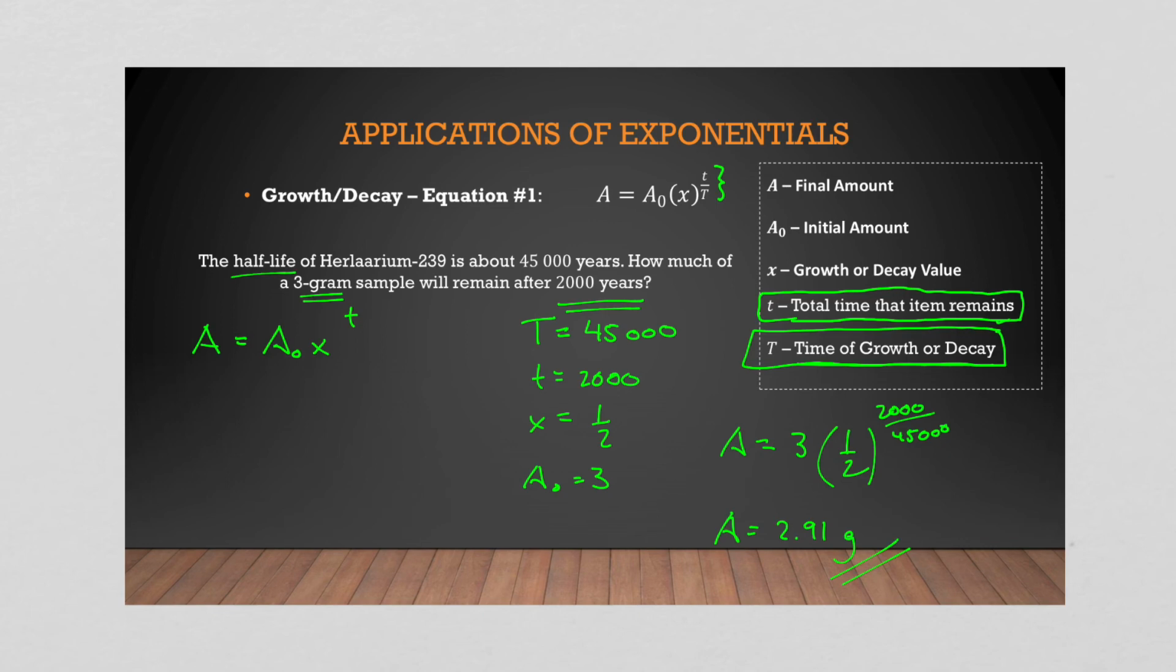So let's look at the application of this. You have a radioactive isotope, and its half-life, which means it becomes half as radioactive, is 45,000 years. And we're only wearing down to about a 2.91 gram sample after 2,000 years. That's crazy. So we shouldn't dispose of radioactive waste all willy-nilly because it's going to be around for a long time. Keep that in mind when you see things like half-lives and radioactive decay.